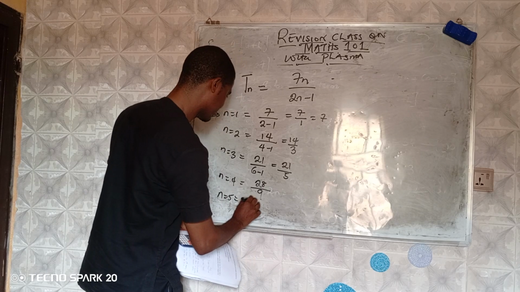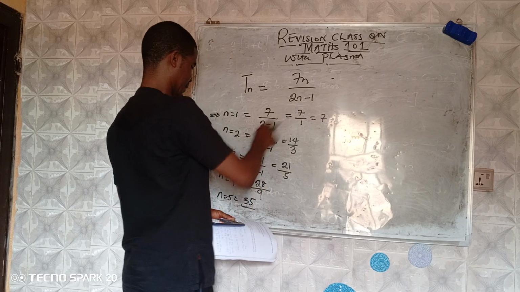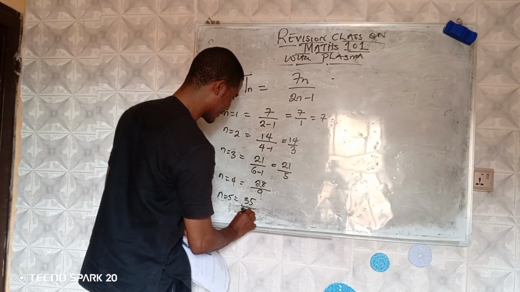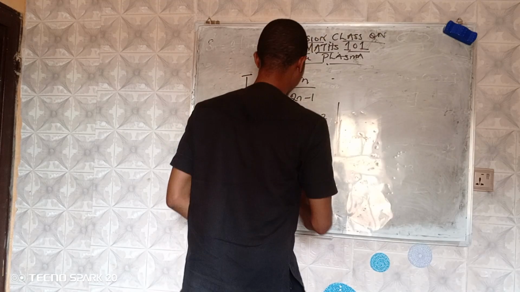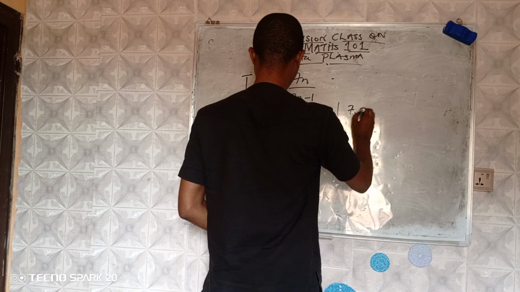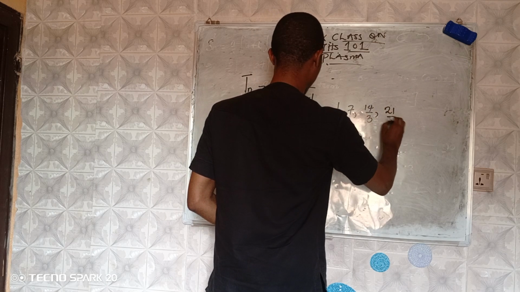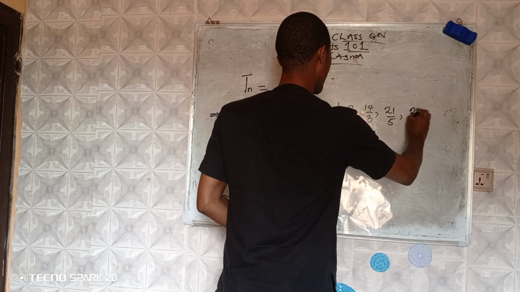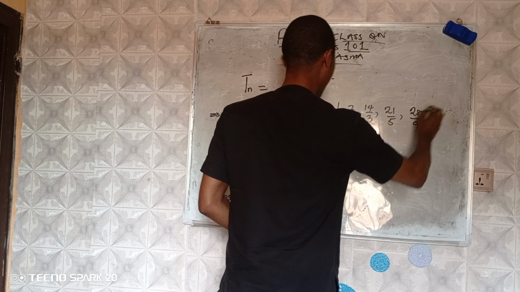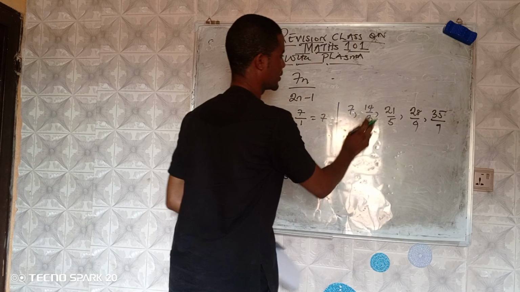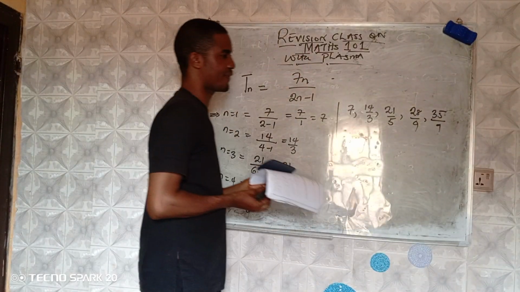Then 2 times 5 is 10. 10 minus 1 is 9. Hence, the first 5 terms are 7, 14/3, 21/5, 28/9, and 35/9. 1, 2, 3, 4, 5. These are the first 5 terms.